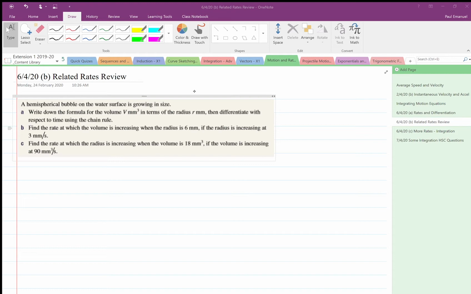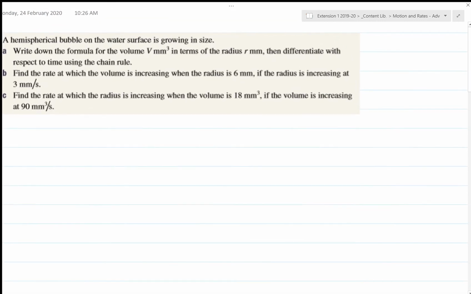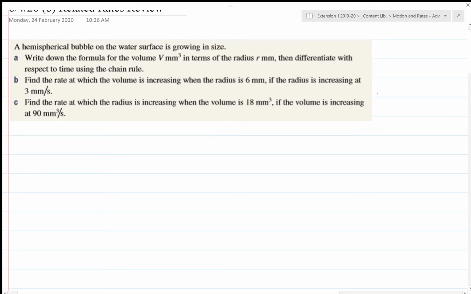So we've got a hemispherical bubble on the water surface that is growing in size. So, water bubble radius, that is up there. I think that might be my best drawing yet. Oh, I don't know. I'll leave that up to you to judge.